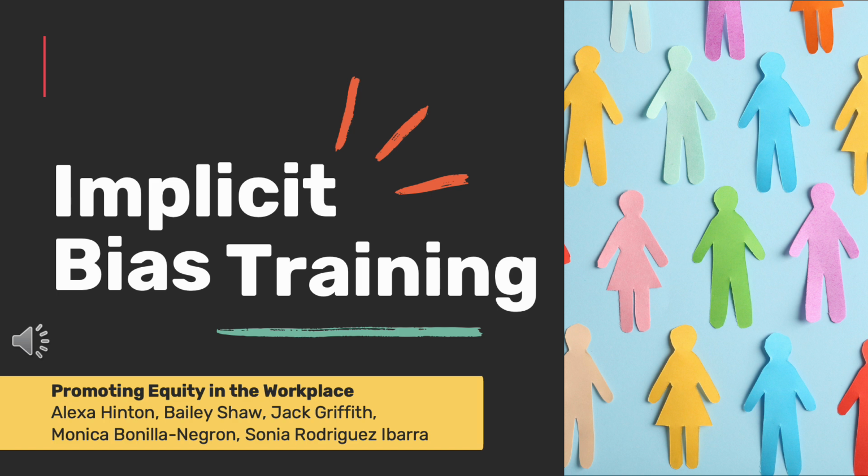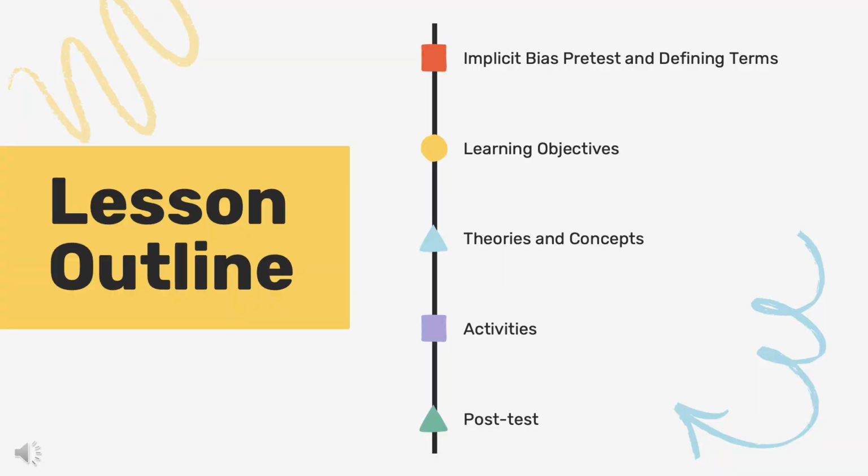Implicit bias training, promoting equity in the workplace. On the screen is the lesson outline for the training session. We will be talking about implicit bias in the workplace. We have a pre-test, and then we'll go into the learning objectives, theories. We have 3 activities and a post-test to wrap the training session up.